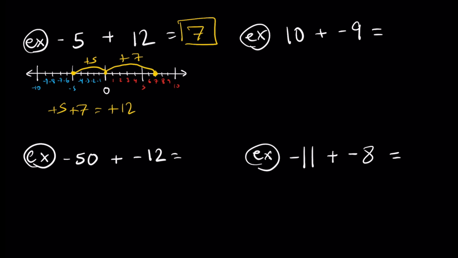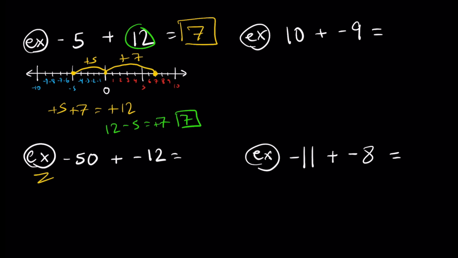Again, if I wanted to use the rules, these numbers have different signs. So I'm just going to subtract the numbers, in a different color. 12 minus 5 is 7. And then I'm going to give 7 the sign of the larger number, which in this case is 12. So it's going to be a +7, or just regular old 7.